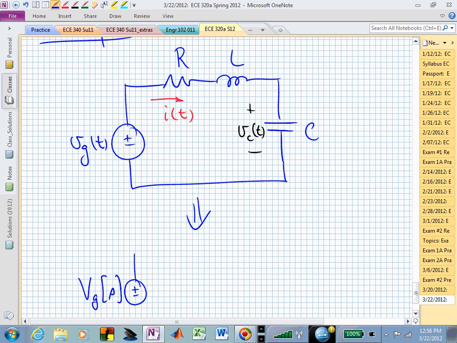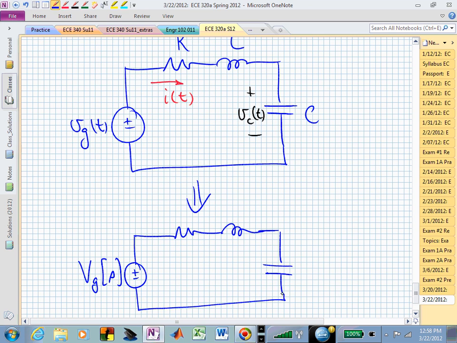It's just now we need to replace. There's our resistor, here's our inductor, and there's our capacitor. What happens when we go from time domain to frequency domain on the resistor? Stays the same. That was a constant. That had a constant relationship. The voltage and current are aligned on a resistor. So those are in phase. What about the inductor? It has an impedance of SL. And our capacitor, 1 over SC.